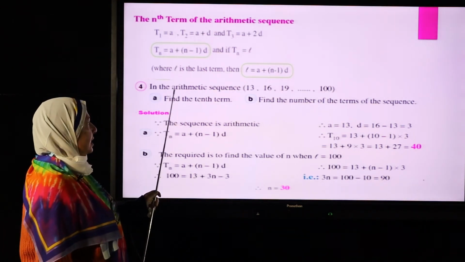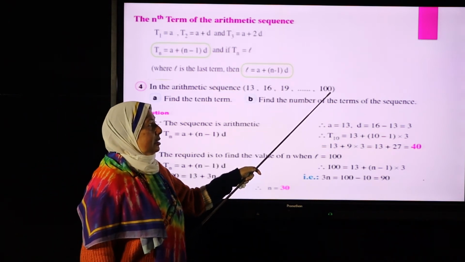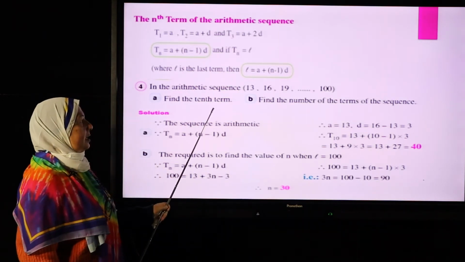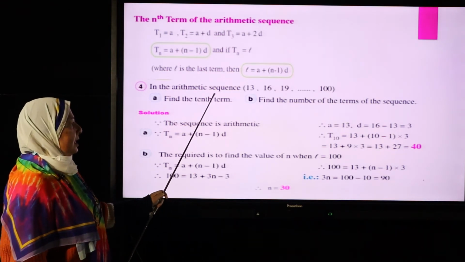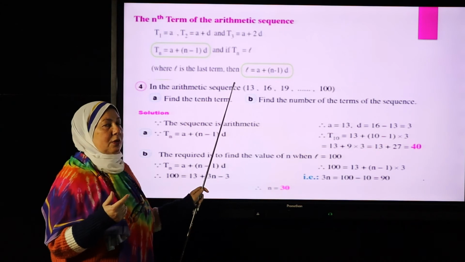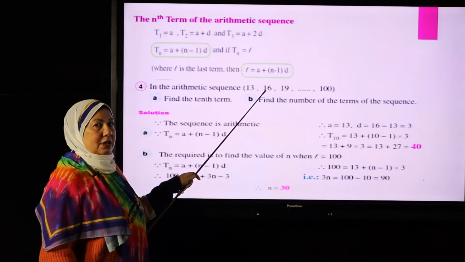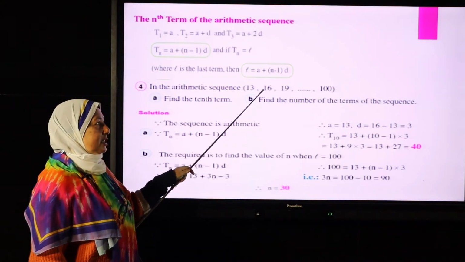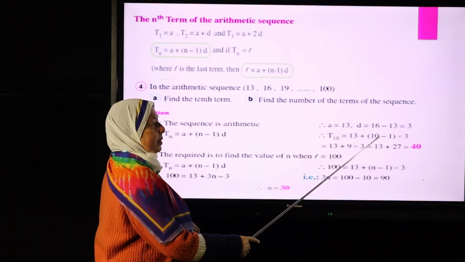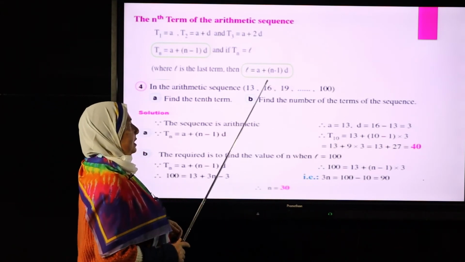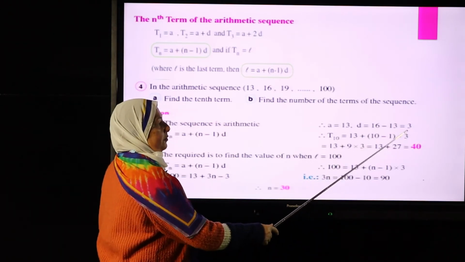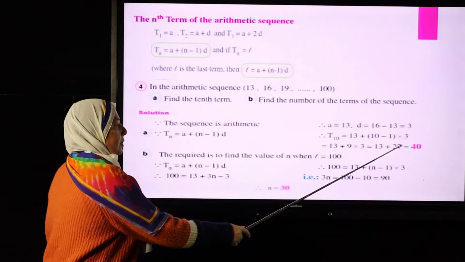For example, in the arithmetic sequence 13, 16, 19, up to a finite sequence whose last term equals 100, find the 10th term. How do I find the 10th term? First I must know the first term and the common difference. The first term equals 13. The common difference d equals 16 minus 13 or 19 minus 16 equals 3. Therefore, T10 equals a plus (n minus 1) d, a first term equals 13, n minus 1 equals 10 minus 1 equals 9, times common difference 3, equals 27. T10 equals 40.